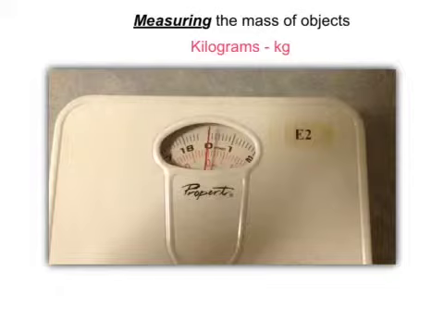Now we're going to have a look at weighing things on bathroom scales using kilograms. So on this bathroom scale, you'll notice that the kilograms are the numbers that are all written in red on the dial. So we can see those numbers down here. So that's the only number that we are going to pay attention to.